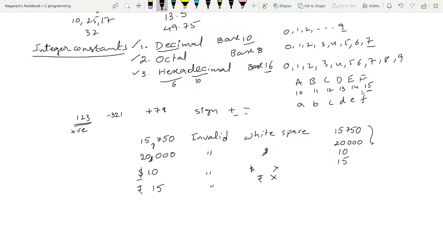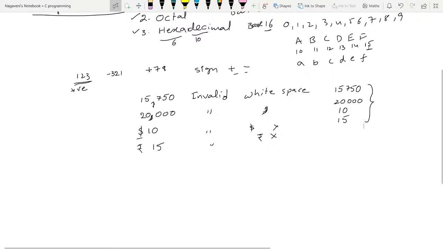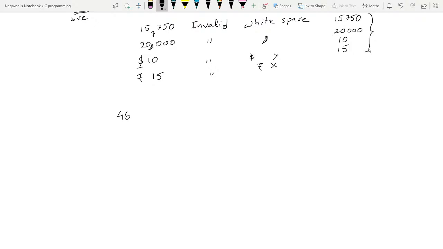And coming to octal, octal numbers are also from 0, 1, 2, 3, 4, 5, 6, 7. Suppose I have written a number like 46. You may get confused whether it is decimal or octal, because the number exists in octal also. Here decimal is 0 to 9 and octal has digits 0 to 7. But whether it is octal or decimal, how to identify?